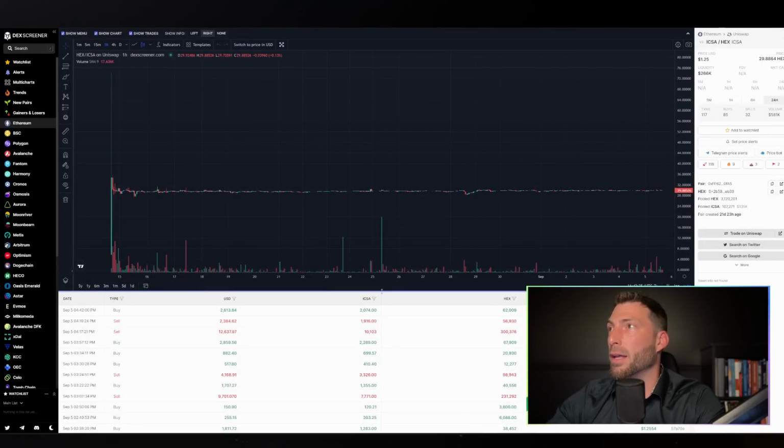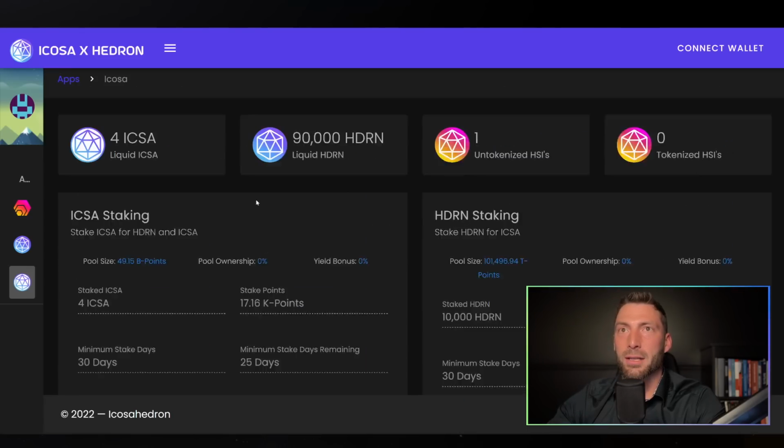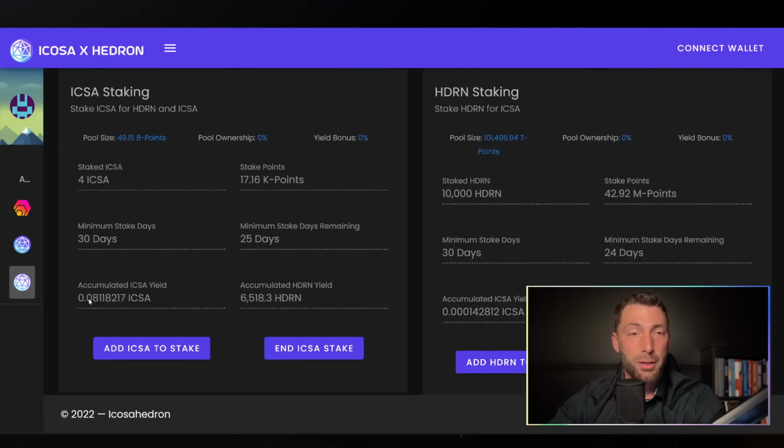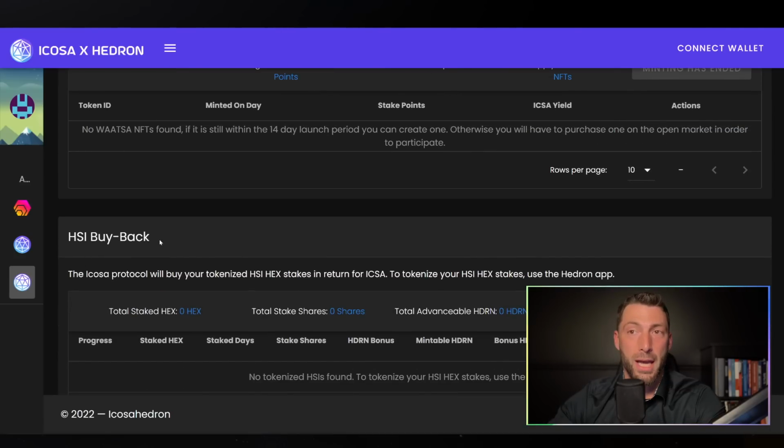So let's go to the contract. This is app.icosa.pro. This is, of course, where you can go to get Icosa yields. You can go here to use the HSI buyback, where you can give your hex essentially to the project in return for Icosa. This is going to be especially important in the video today. We're going to talk about this a lot. But let's go look at the charts.